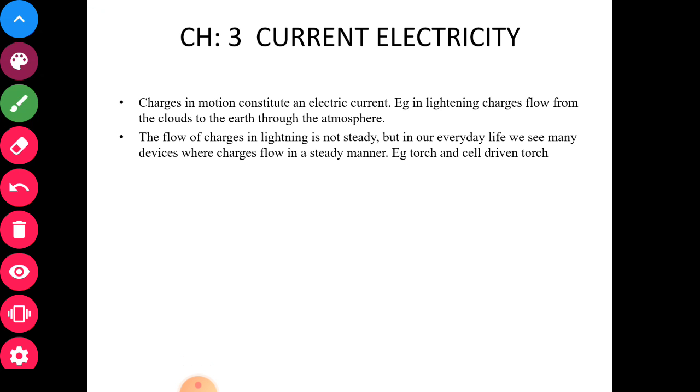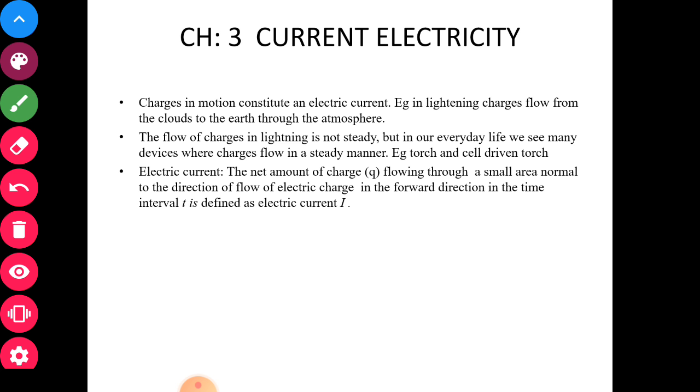Now the flow of the charge in lightning is not found to be steady, because there is no steady current flowing from the cloud to the atmosphere. It changes every now and then whenever there is a lightning. But in our day to day life, we have seen many devices in which the charges are flowing in a steady manner. We have an example, that is torch, which is run by the cell.